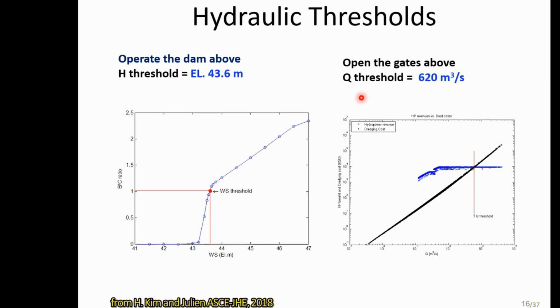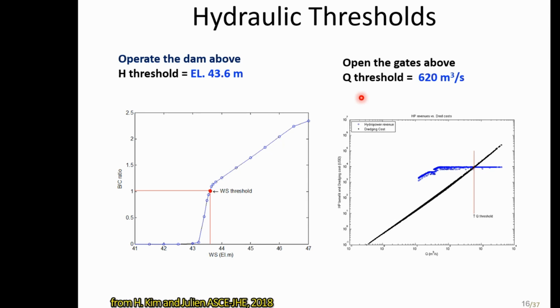As you increase the discharge, you get big floods, which bring a lot of sediment, a lot of sedimentation, and now all of a sudden you say, wait a minute, it's going to cost us more to dredge this material than the benefits we get from the hydro, which is essentially fixed. Make sense? So you get the discharge threshold, which is about, in this case, 620 cubic meters per second.